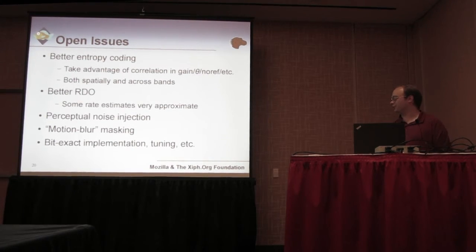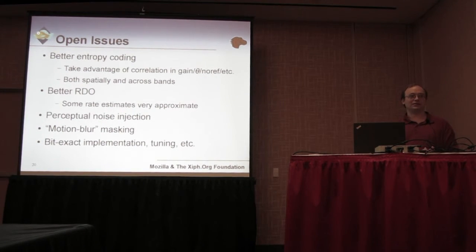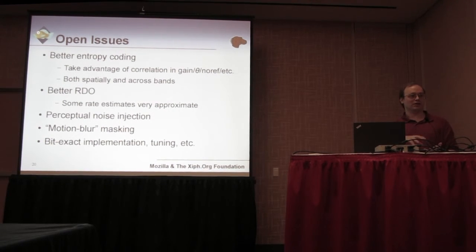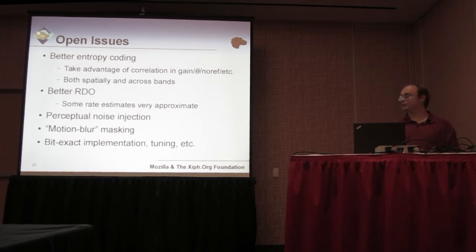So there are a number of places that we plan to go from here. One is we can do better entropy coding. We're not taking any advantage of the fact that we expect these gains to be highly correlated in different regions of the image, or even across bands in the same region.